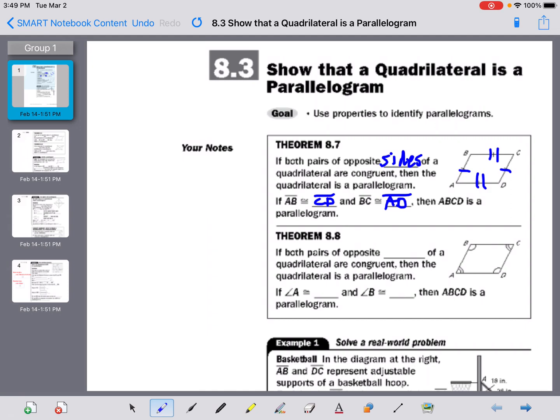Okay? Followed right up again by if both pairs of opposite angles of the quadrilateral are congruent, then the quadrilateral is a parallelogram. So if angle A down here on the bottom left is congruent to angle C up here on the top right, and angle B on the top left is congruent to angle D on the bottom right, opposite angles are congruent, then you know you have a parallelogram. And you only need one of those to make sure you have a parallelogram.